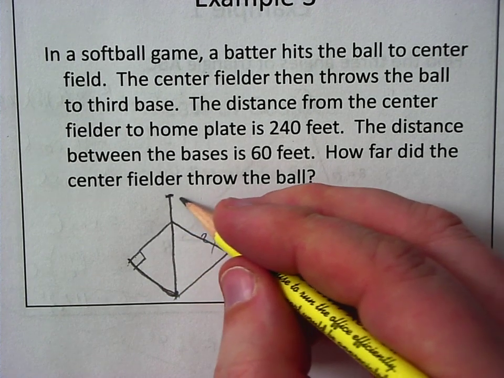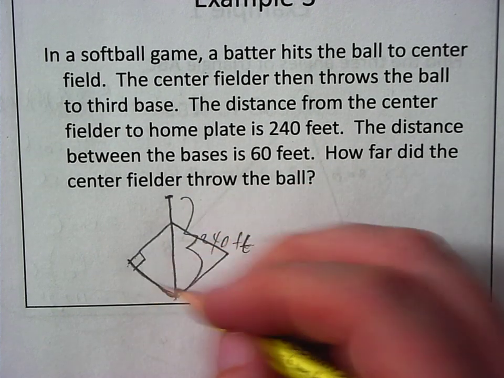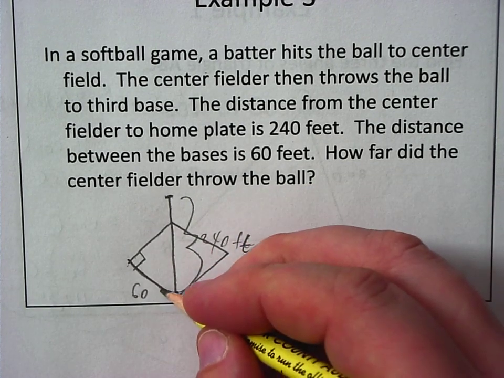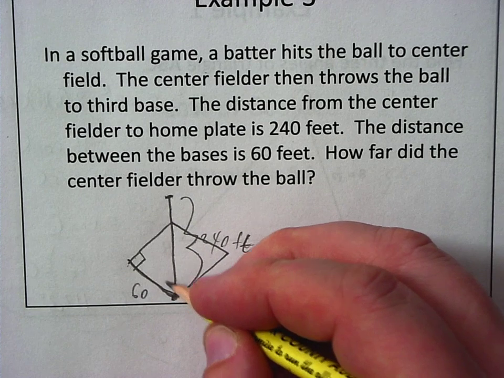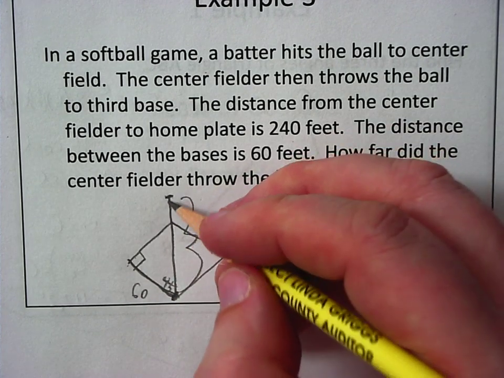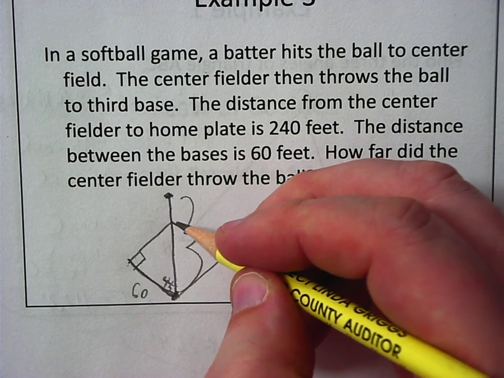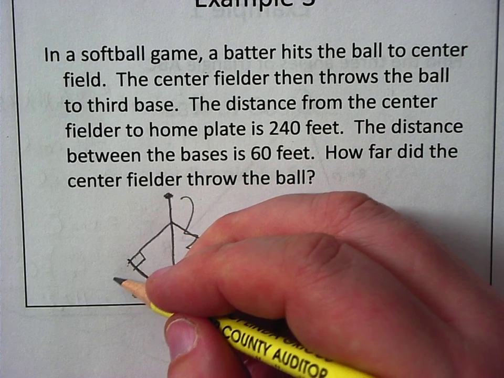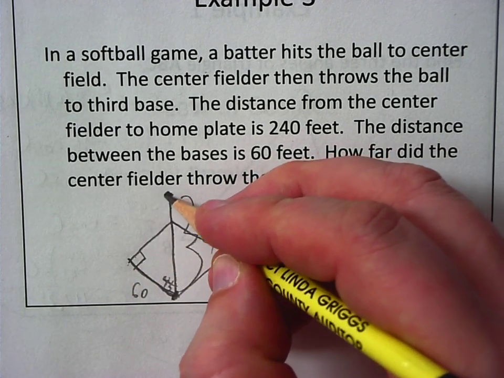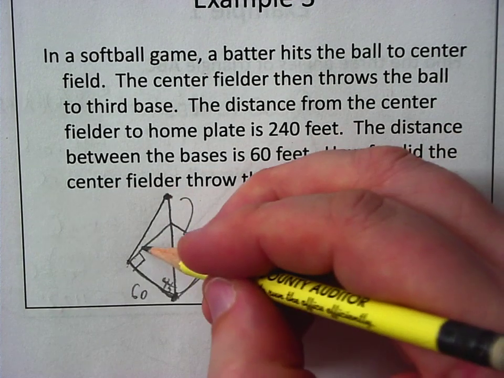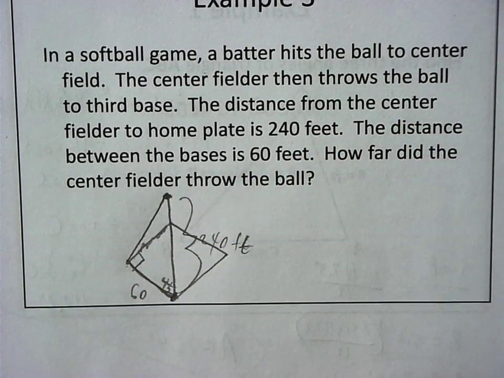This side here is the 240. How far is it from home to third? 60. And then what's the angle here? 45 degrees. 45, 45, 90. No, that would give you the distance between second and third. I want to know how far the center fielder throws the ball to third. So this line's kind of extraneous for this problem.